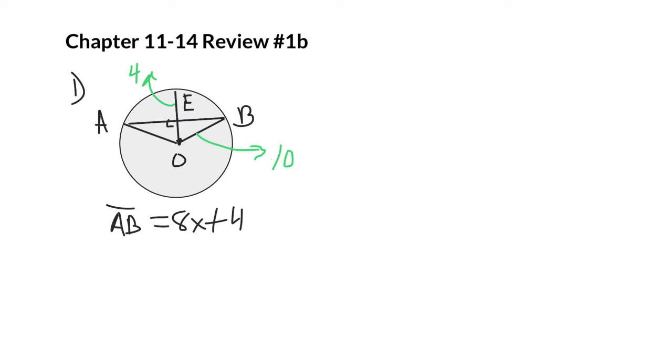In this video, we'll do a couple more practice problems with algebra and circles from chapter 11 and 14. In this first problem, we have a circle with a center point of O, and we have three different radii that are drawn. One is drawn 90 degrees to chord AB. Chord AB is 8x plus 4. The radius is 10, and this little piece right in here is 4, and we want to solve for x.